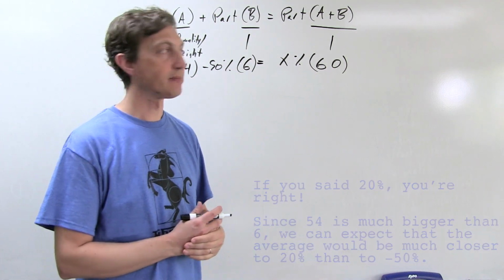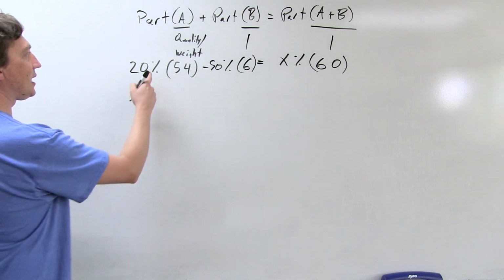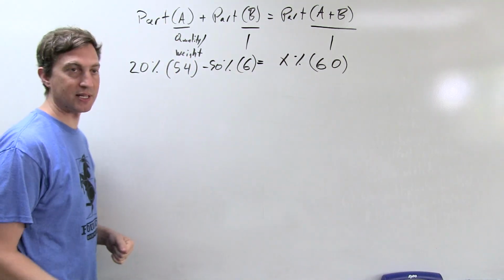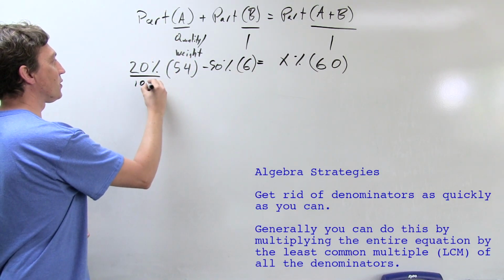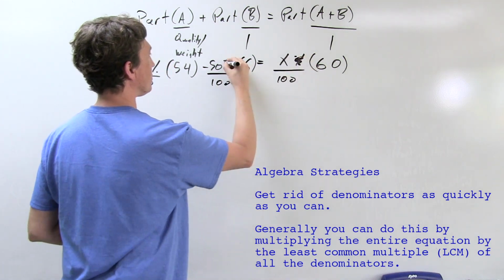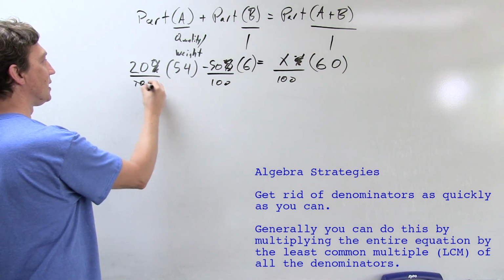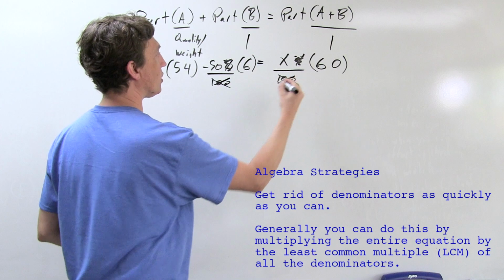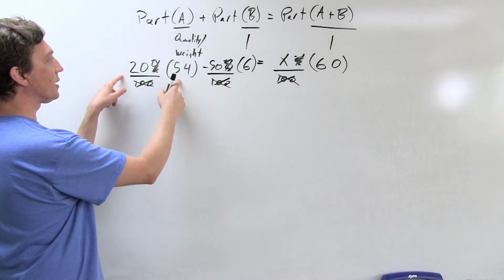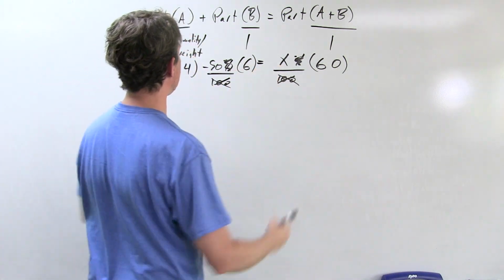To deal with this, the first thing I would do is I would realize that I can get rid of these percent signs because I have 3 terms and I have a percent sign in each of them. Some of you might prefer to write these as fractions. I know I prefer fractions to percents. And if you do it that way, you can just think about this as multiplying the whole problem by 100. Either way, they all go away. Next thing to think about, 20 times 54 minus 50 times 6 equals X times 60.